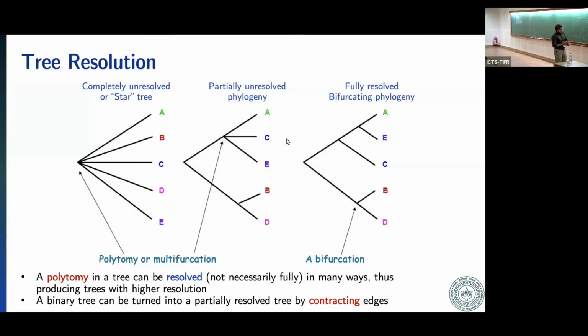But maybe because of the lack of data, we have to resolve in this manner, where we end up with this kind of multifurcations in the tree. Okay.